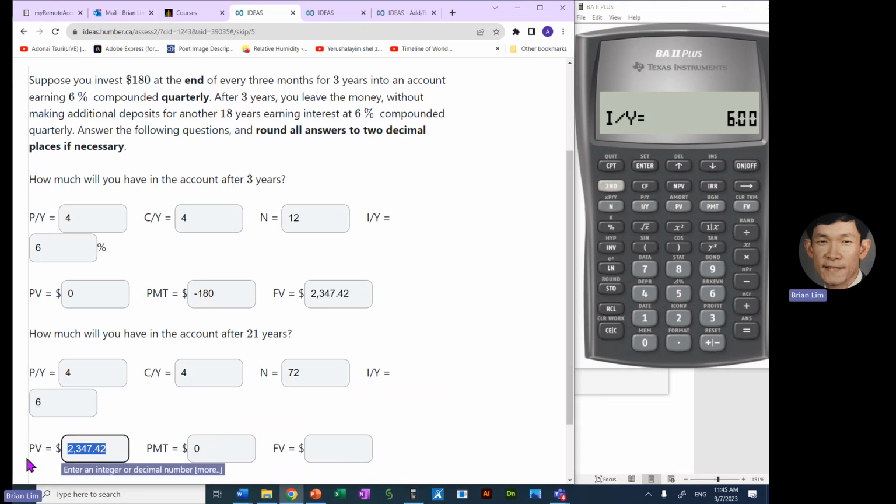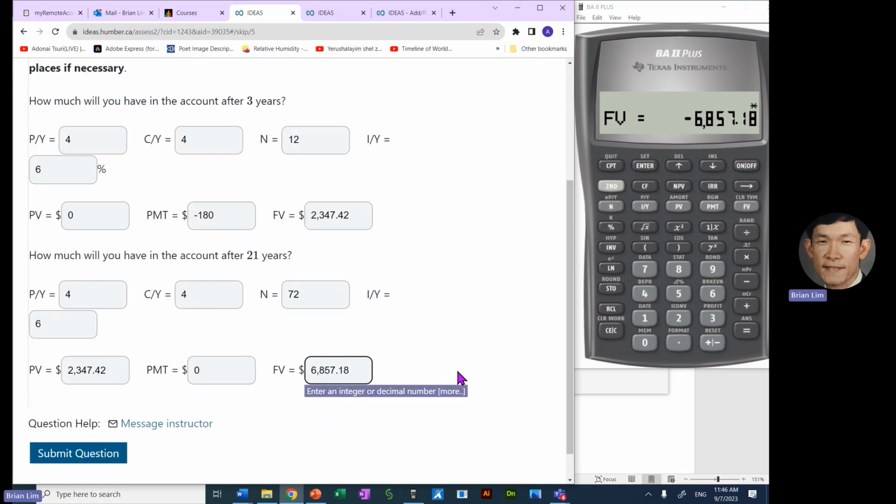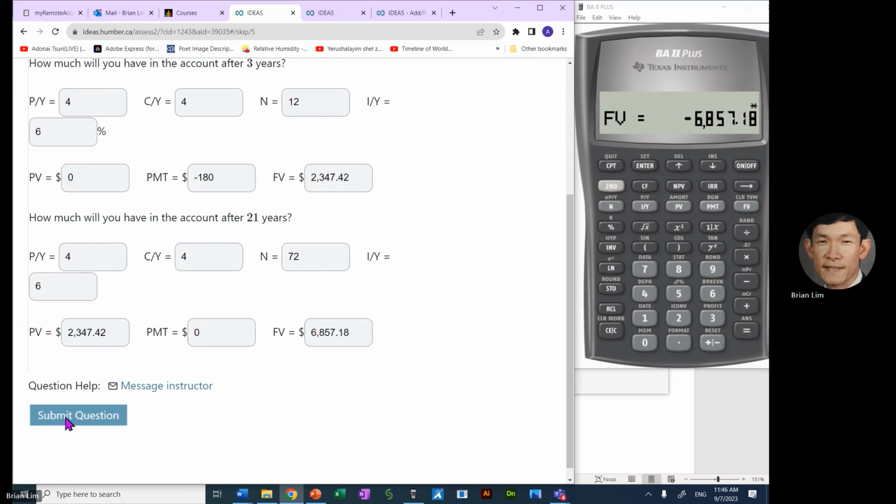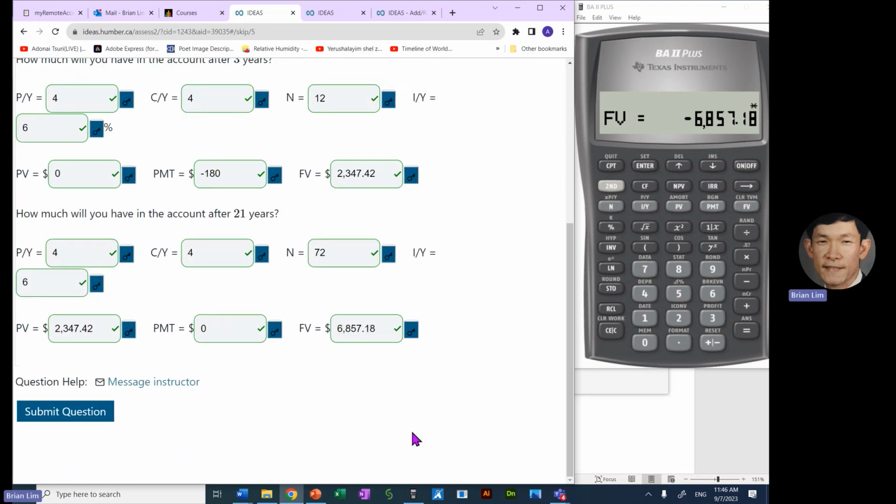And the present value, we've entered that, but we can go and check to make sure it's 2347.42. Payment is now 0. Remember previously, payment was 180. So now it is 0, and there we enter the 0. And now we will compute the future value, and there it is. It will be negative because the present value is positive. So 6857.18. And hopefully that is correct. And it looks like all is well.